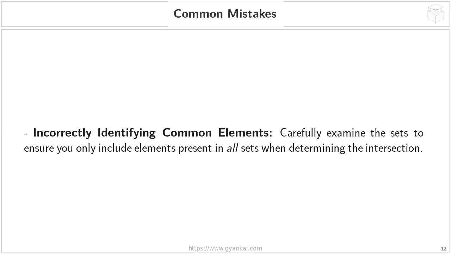Common mistakes. First, it says incorrectly identifying common elements. Now, remember from our earlier examples, the intersection, and we've been representing it with that upside-down capital U symbol, means we're looking for what's shared between all the sets. A very common mistake is to include an element just because it's in most of the sets, but not all of them. So, always double-check that any element you include in the intersection is actually present in every single set you're considering. Take your time with this step. It's the foundation for getting the right answer.